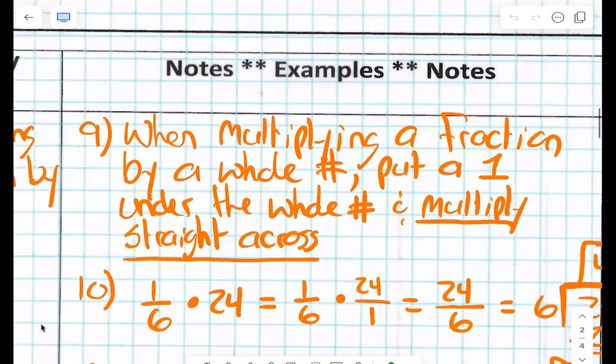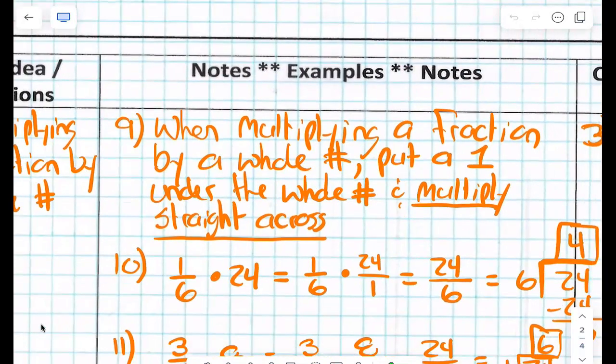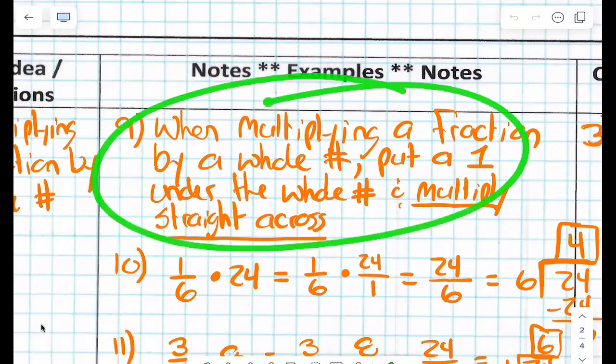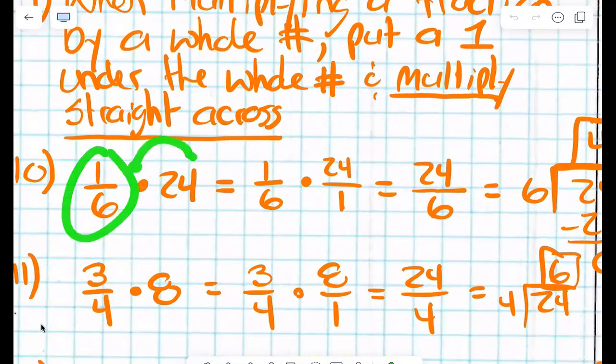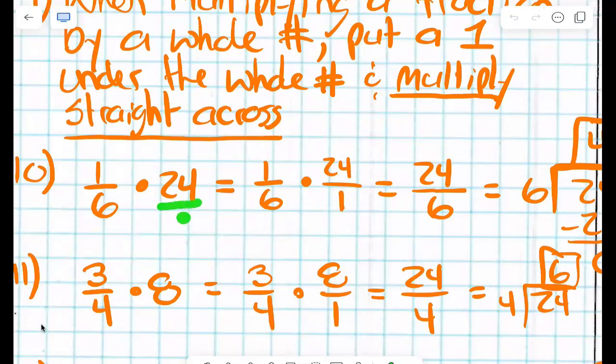All right, so when multiplying a fraction by a whole number, we put a 1 under the whole number, and then we multiply straight across. So that's an important note. Let's look and see what that looks like. Here's my fraction 1/6. Here's my number 24. We're multiplying 1/6 by 24, yes? I don't like multiplying a fraction by a whole number. It's easier for me if I can change this whole number into a fraction. So I rewrote my problem as 1/6 times 24 over 1.